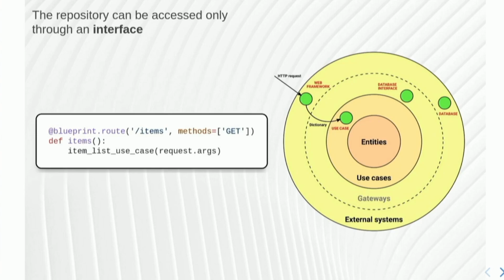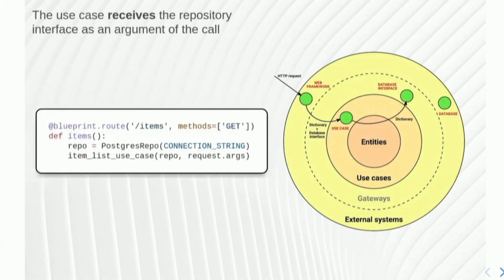So I create an interface. In this case, we are talking about Python. It's an object that provides a facade. Okay, so a set of methods that are common to databases. So the web framework instantiates the database interface or the repository interface. The web framework can do it because it's in an outer layer. So the web framework can see what's in the gateways and sends the instance of the Postgres repo in this case to the use case.